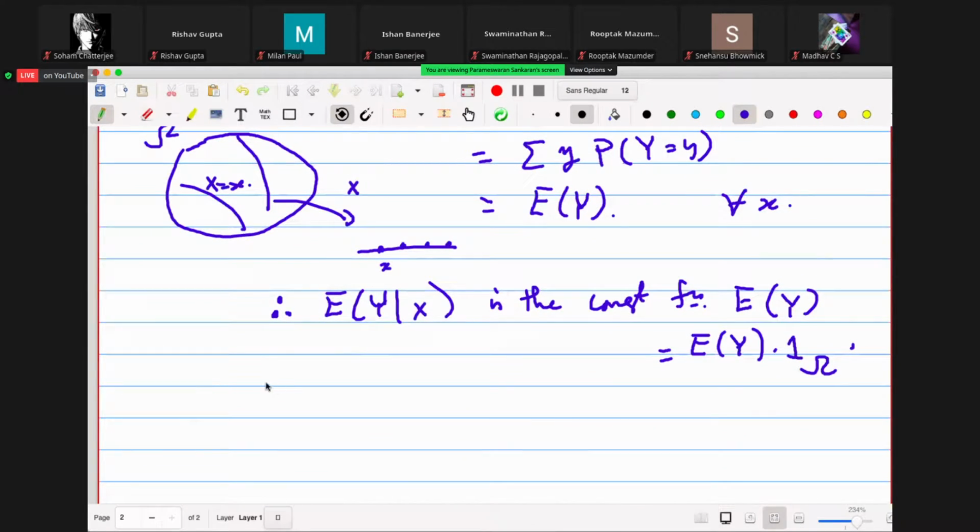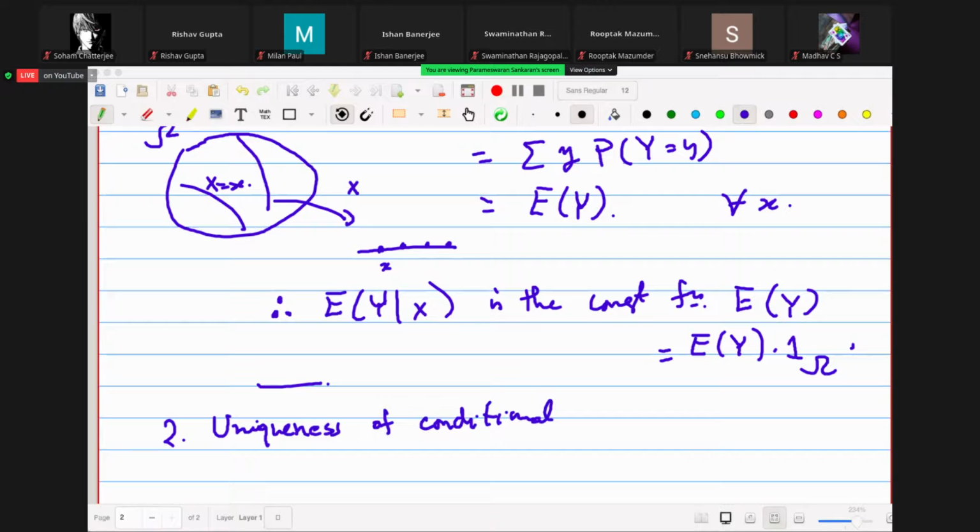Okay. I wanted to discuss one or two more questions in this. Yes. So, uniqueness of conditional expectation, or what? Conditional random variable, conditional expectation. That's the way to say it.